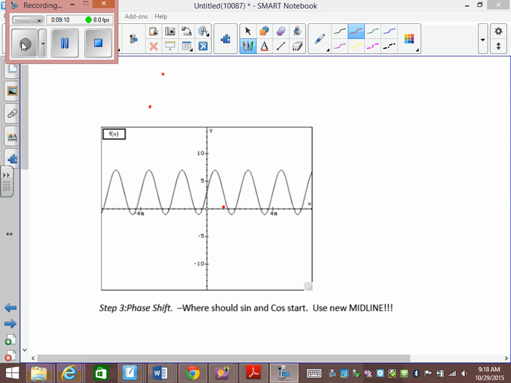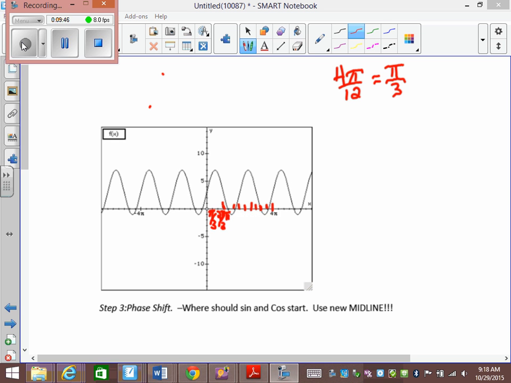So 1, 2, 3, 4, 5, 6, 7, 8, 9, 10, 11, 12. So each of these ticks is going to be 4 pi divided by 12, or just pi over 3. So every tick is pi over 3. So this first tick would be pi over 3, then 2 pi over 3, then 3 pi over 3 or pi, 4 pi over 3, 5 pi over 3, 6 pi over 3, 7, 8, 9, 10, 11, 12 pi over 3, which is 4 pi, right?